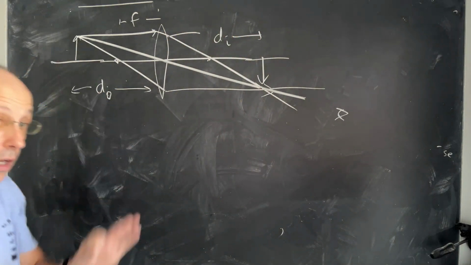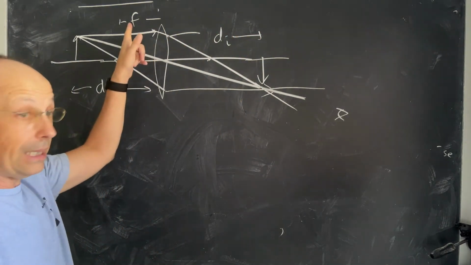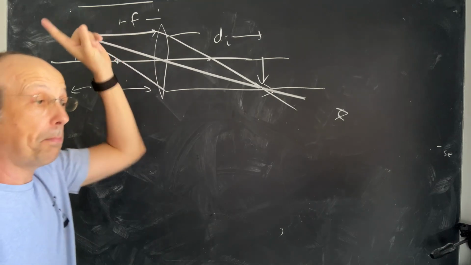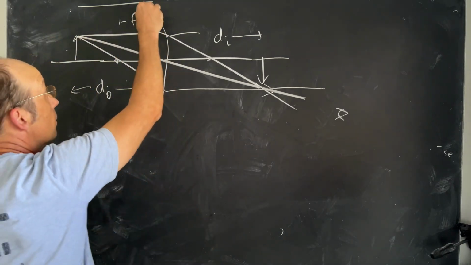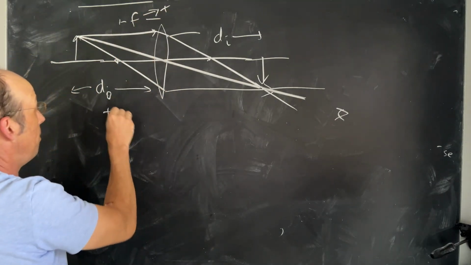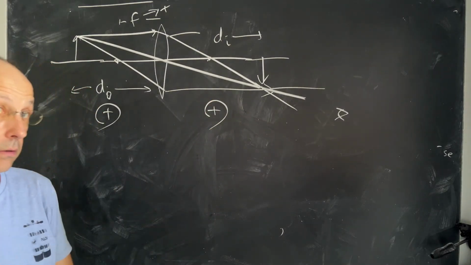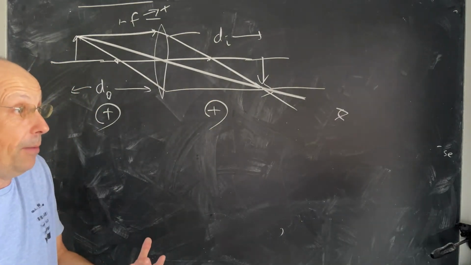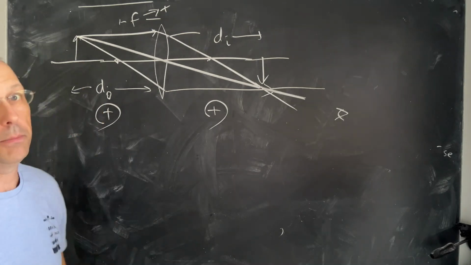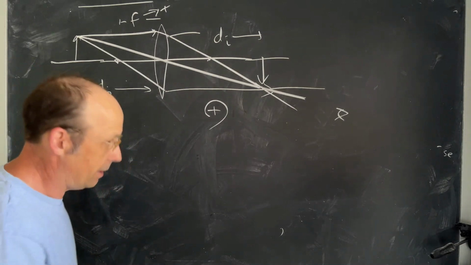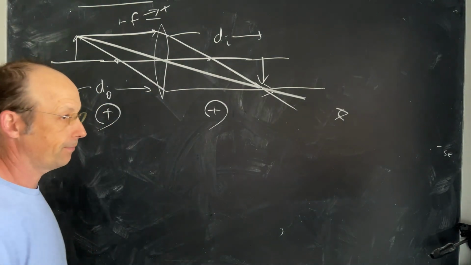Now, there is a convention here. For converging lenses, the focal length is positive. This is the positive side for objects, and this is the positive side for images. So if I get a negative image distance, it'd be over here on the opposite side. You can indeed get negative images, and I'll show you that in a little bit.